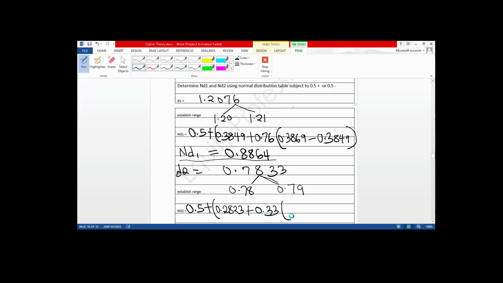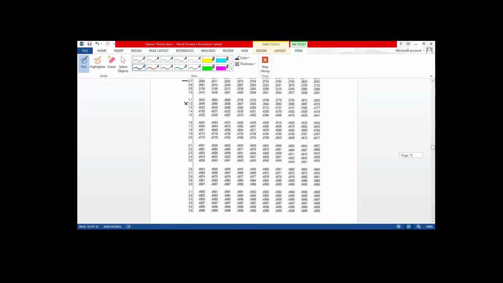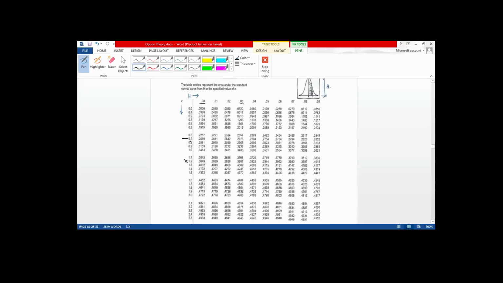Open another bracket. Now go check 0.7 under 9. Look at the table here. Look at 0.7, look at 9. The figure here is 0.2852.